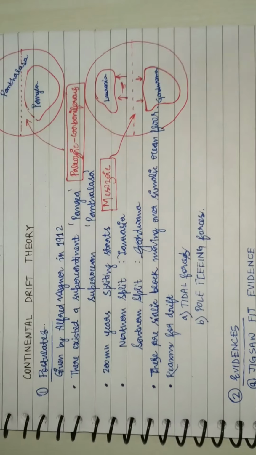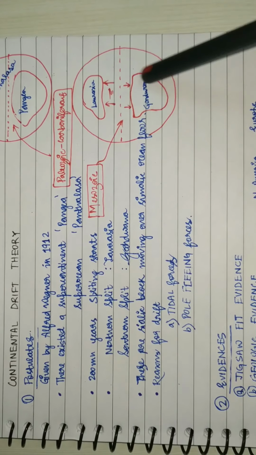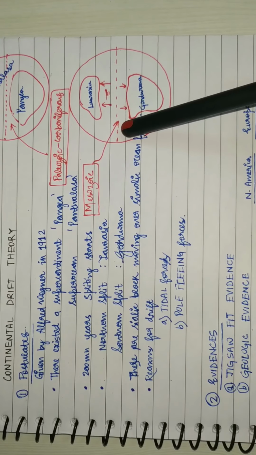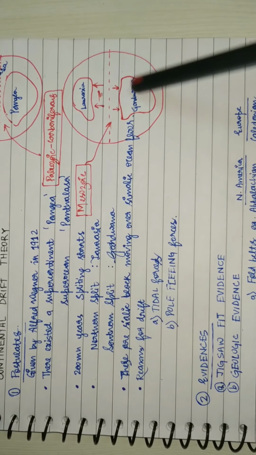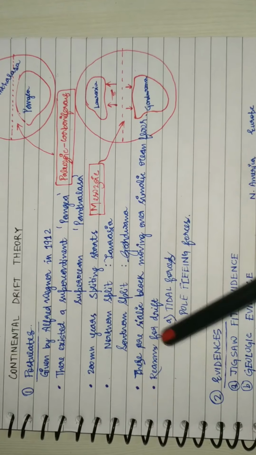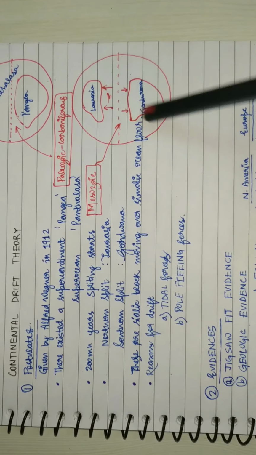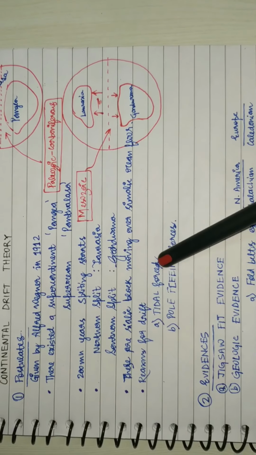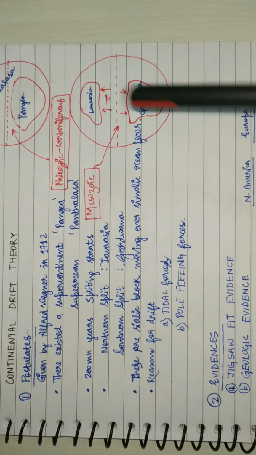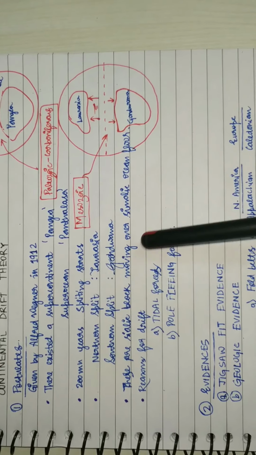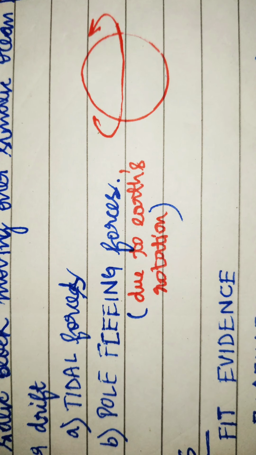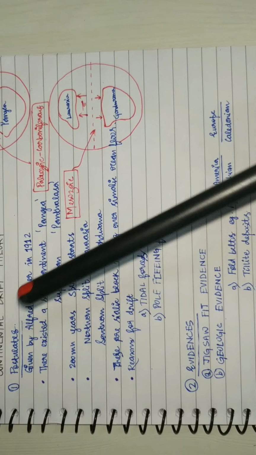He further says that these land masses are Sial and the ocean floor is Sima, right? And the Sial block moves over the Sima. Then the reason for this drifting he gives, the driving force, is the tidal forces. Tidal forces are the gravitational attraction of the moon and the sun, and the pole-fleeing forces. Let's see what are some of the evidences of this particular continental drift theory.